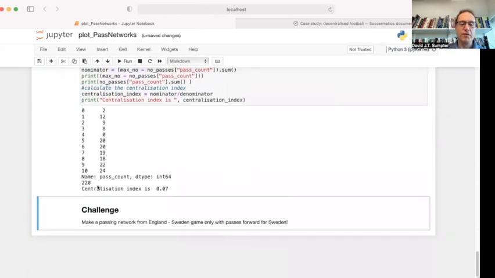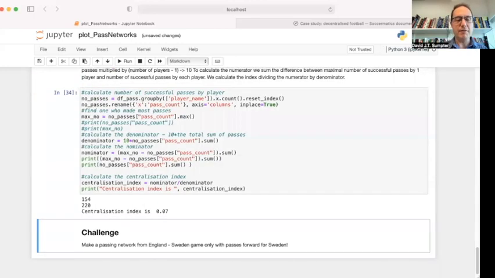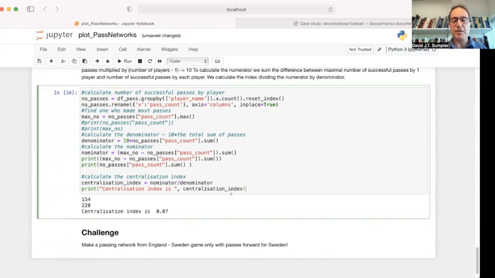Actually, that's the sum of all of the passes is 220. Yeah, maybe it's worth just printing the sum of these ones. So this is the sum of the differences. So now we have the 154, and it is the 154 that we're going to divide by the 220 corrected for the 10 players, and that will give us our centralization index. And our centralization index in this case is 0.07.